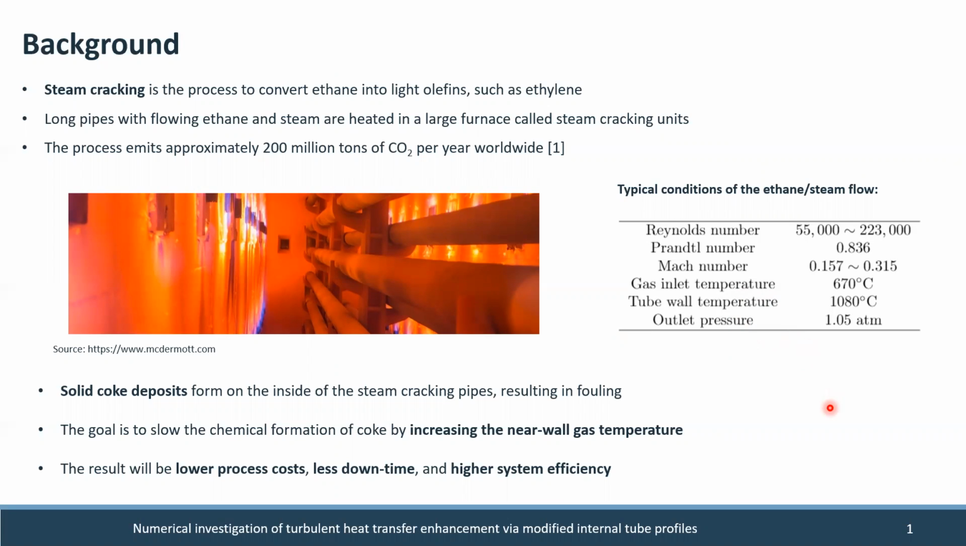The problem that we have is that solid coke deposits form on the inside of the steam cracking pipes, resulting in fouling. So the goal is to slow this chemical formation of coke by increasing the convection, the near wall gas temperature. And if we can do that, we can decrease the process costs, we can decrease the downtime, and we can have a higher system efficiency.